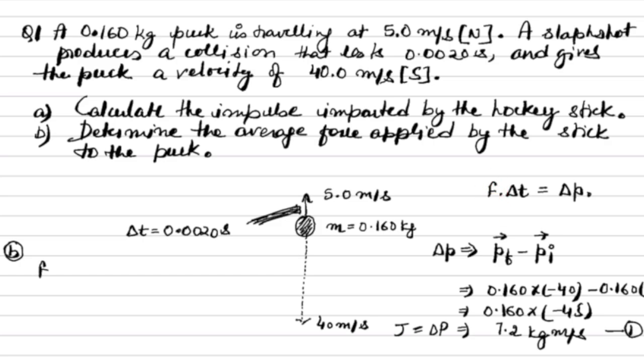So the force multiplied by 0.0020 will be equal to change in momentum, which is, sorry, I forgot the minus sign, minus 7.2 kilogram meter per second. And now, can I calculate force? Yes, I will just divide it. On the calculator again, 7.2 will be divided by 0.002 and that will be 3600. And don't forget the negative sign.